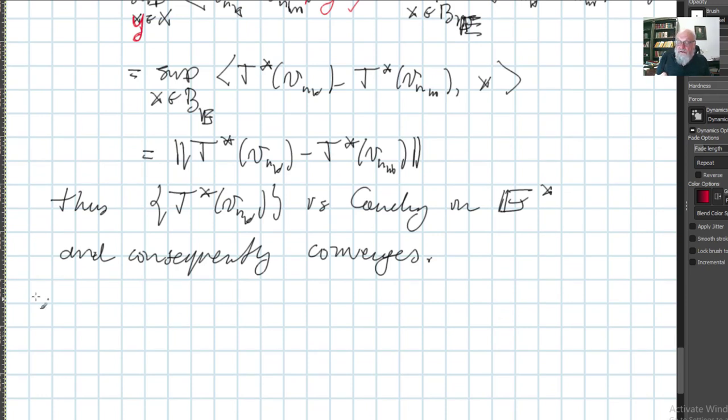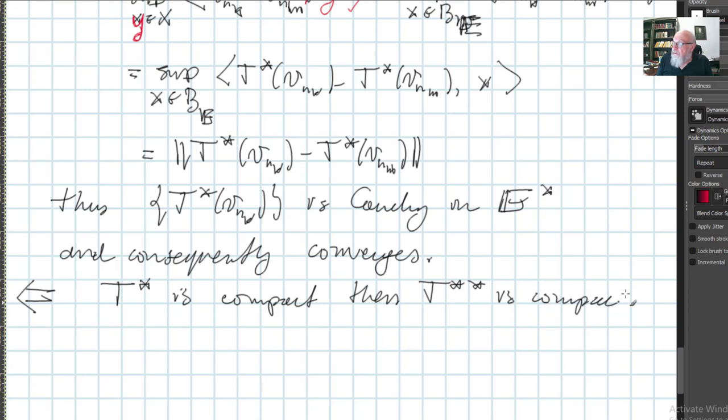So let's do a little conclusion, and this will be just simply showing that the next statement follows from what we just proved. What we have here is basically the statement that if T star is compact, then of course T double star is compact, and that implies that T double star of B_E, maybe without closure, is relatively compact.